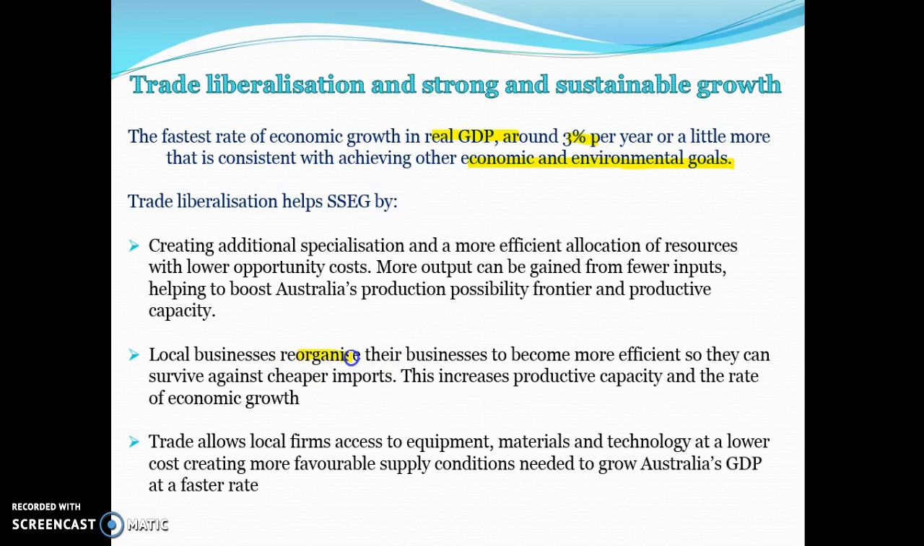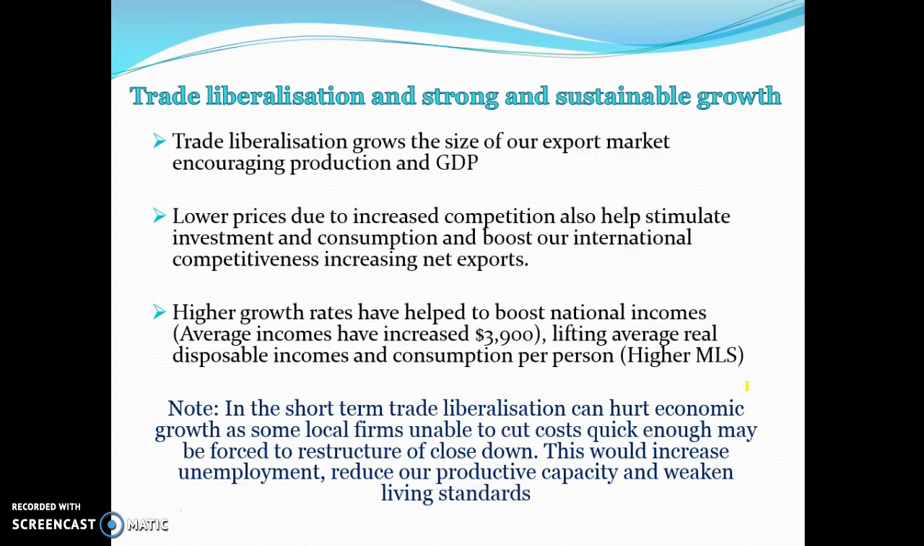Businesses are more likely to restructure so they can compete, which helps to boost our productive capacity because they invest in new technology and infrastructure. Trade also allows firms access to the best equipment, best materials and best technology so they can lower costs as well, which also helps to boost our GDP because we can become more productive. So again, it's basically exactly the same as the inflation. We specialise, which increases productivity. Businesses restructure to help boost productivity.